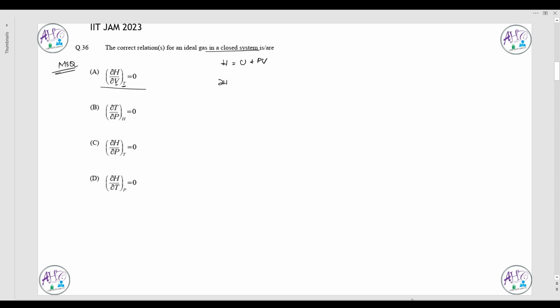Okay, so we'll differentiate enthalpy with respect to volume at constant temperature. Likewise we'll differentiate everything. So we are going to differentiate internal energy with respect to volume at constant temperature plus, and we also have PV. So என்ன பண்ண போறோம்னா again differentiation of PV with respect to volume at constant temperature. Okay, so for ideal gas internal energy is going to be zero.